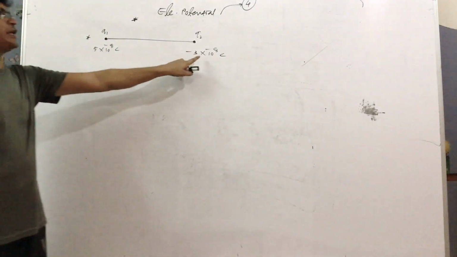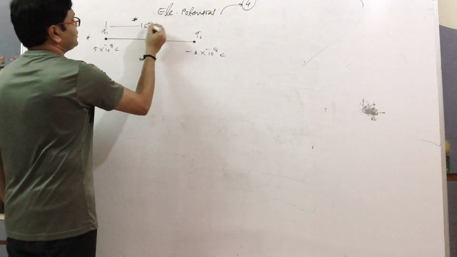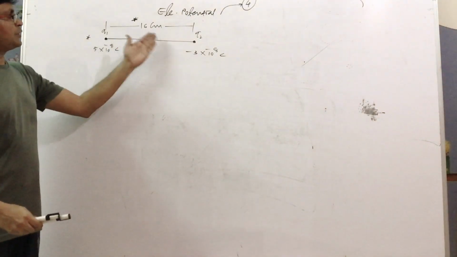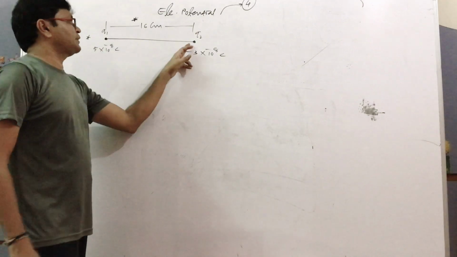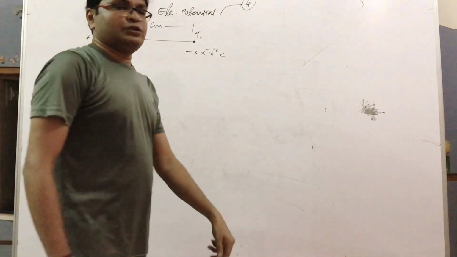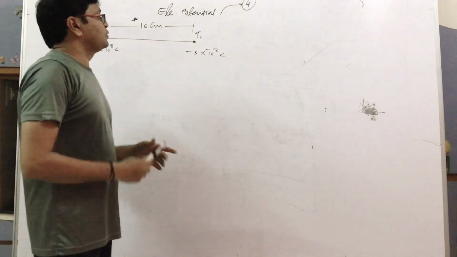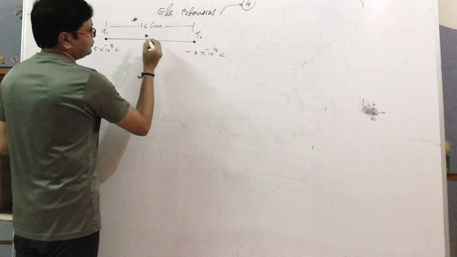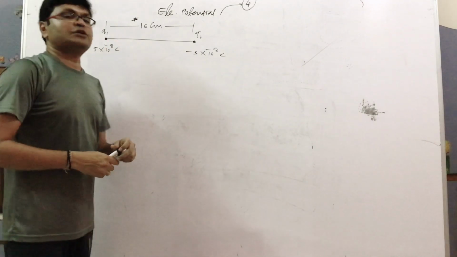The second charge is negative, you can see. Both charges are separated by a distance of 16 centimeter. So two charges separated by a distance of 16 centimeter. They are joined by this line. This is the line joining these two charges. What's the question? Your question is to find the point at which the potential due to these two charges becomes zero.